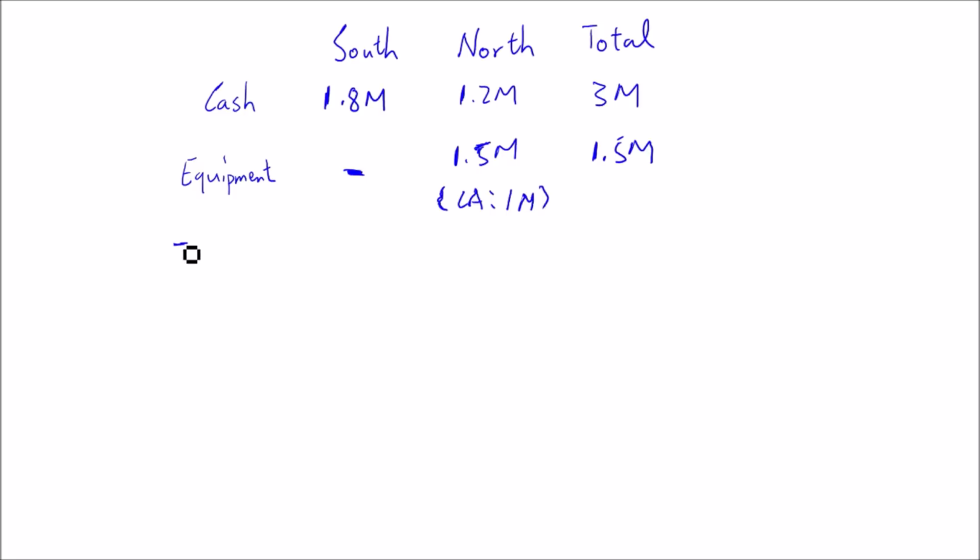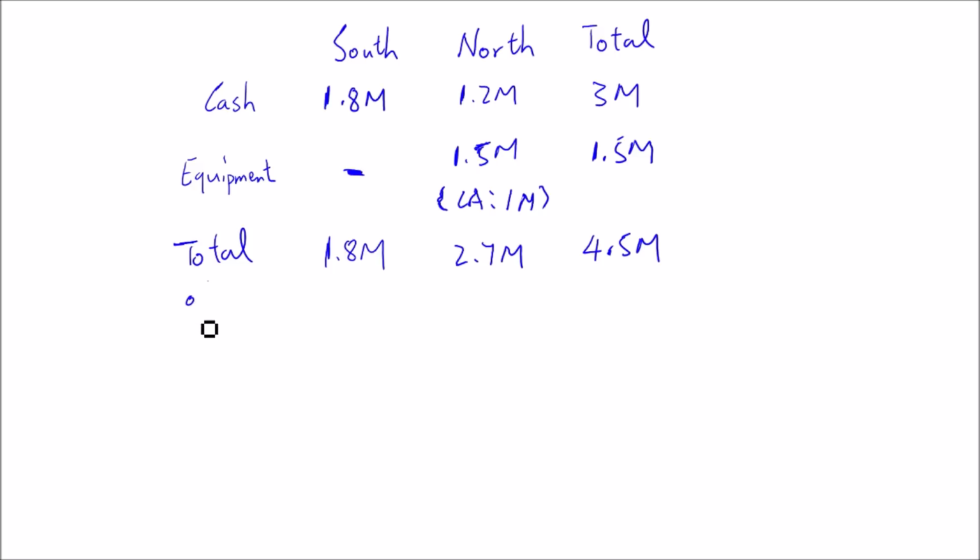Finally, we're going to add up the total contribution for each party. Obviously for South Limited, because they only contributed cash, the total will also be 1.8. North, on the other hand, contributed 1.2 million cash and 1.5 million equipment. So in total, they contributed 2.7 million. That means both parties in total contributed 4.5 million. The purpose of this table is to look at whether they are providing equal contribution. If not, what's the percentage contributed by them?